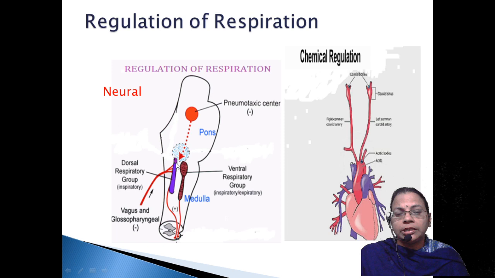that the blood in the artery is carrying more carbon dioxide, and in that way the inspiration will be regulated. The rate of respiration will be regulated.